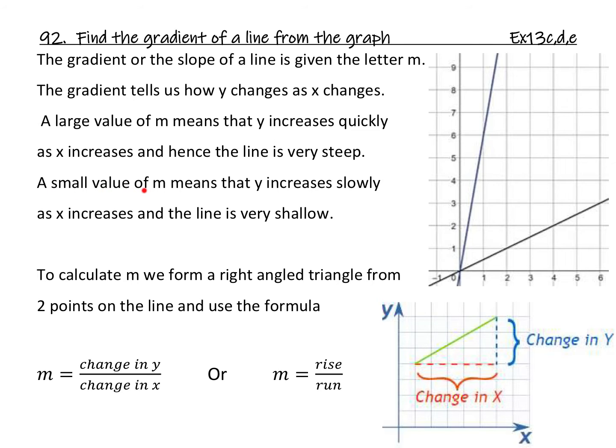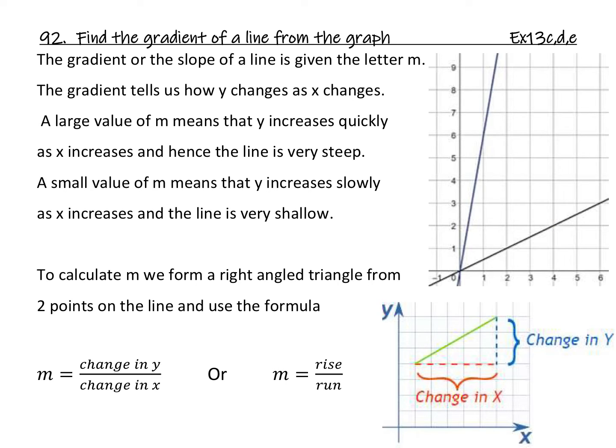A small value of m means that y increases slowly as x increases, and the line is very shallow, or not very steep. Here we can see with the black line, if we increase x by 1, y only increases by a half. So that gradient of a half, a small value of m, means that the graph is quite shallow.